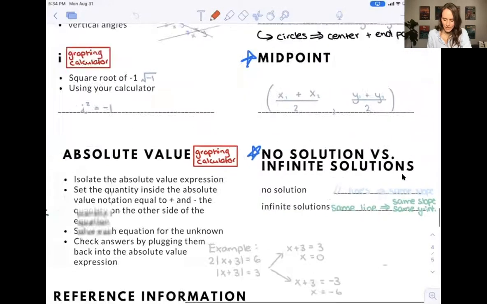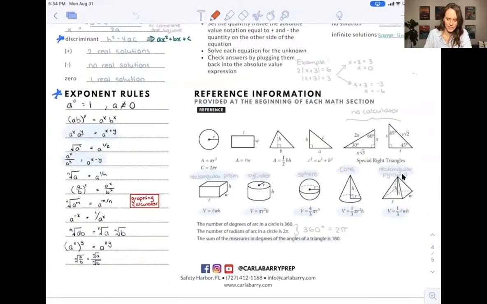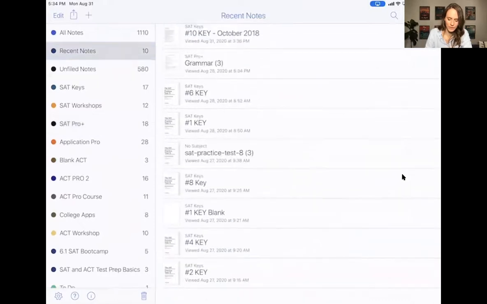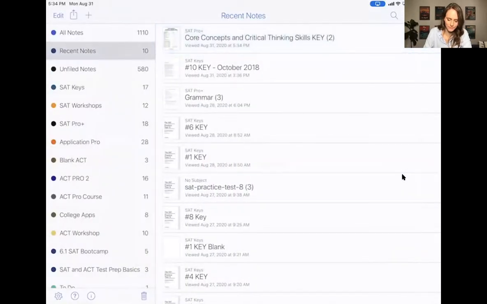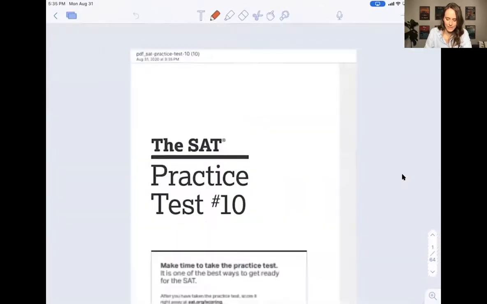Okay, let's just take a peek at a couple more math things, and then we're gonna do some rapid math here. So we looked at no solution versus infinite solutions. Exponent rules, I already said, super important. So let's actually go look at, oops, wrong thing. Where did it go? Practice test 10.